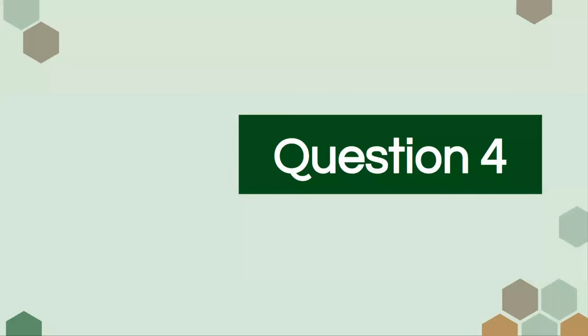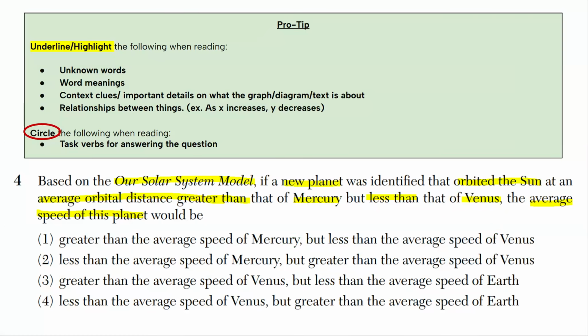Hi everyone. Today we're going to talk about question 4 on the Earth and Space Science June 2025 Regents exam. So let's get started. As always, underline or highlight unknown words, word meanings, context clues, or important details on what any information is about, relationships between things, and circle any task verbs that are given to you.